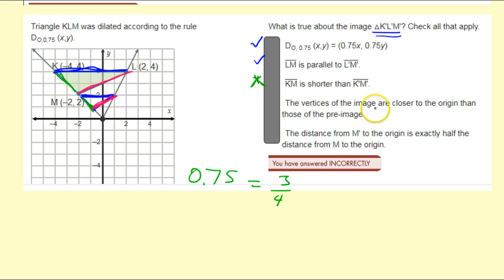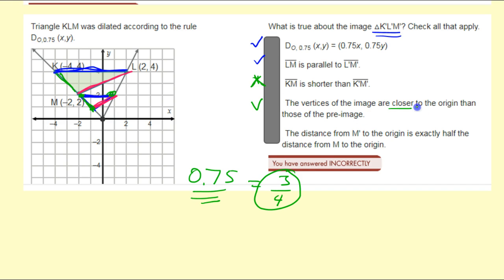Okay, the vertices of the image are closer to the origin than those of the pre-image. That is going to be true. Okay, the image is the new triangle. The new triangle, because it's 3/4 the distance from the origin, that means it's closer, right? This is less than 1. So everything is going to be closer to the origin.